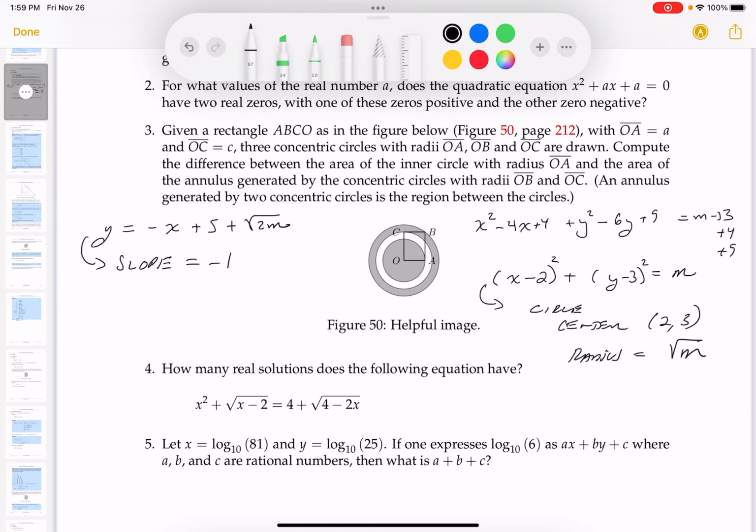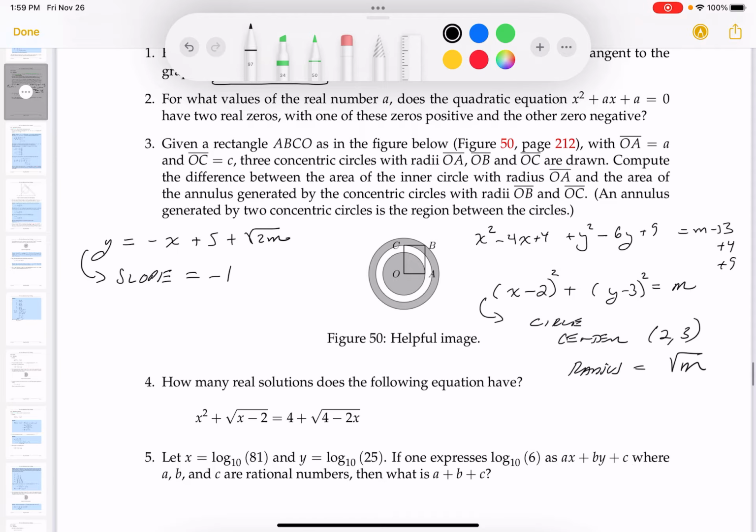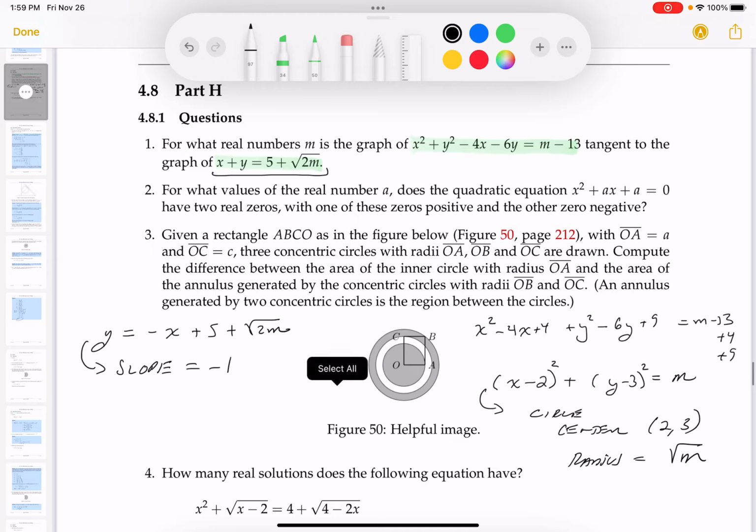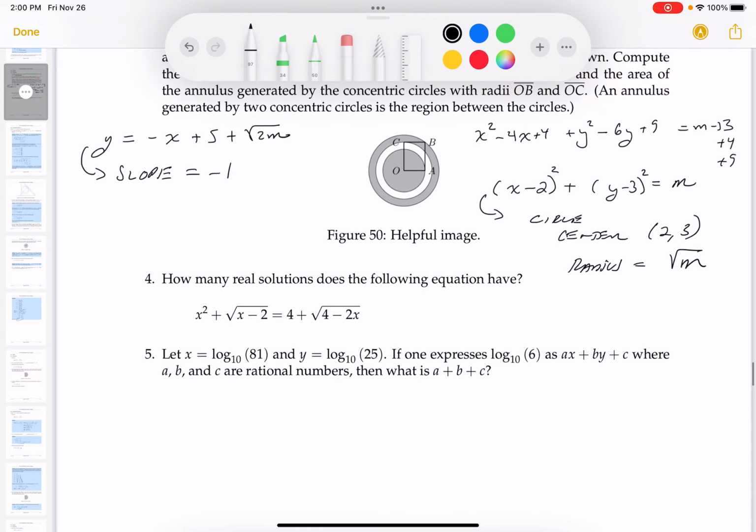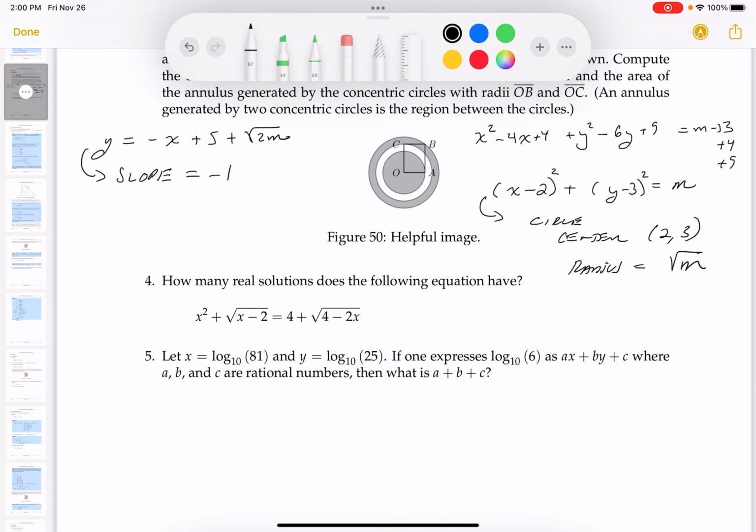My troubles is, I think what they want to know is what real number m is the graph tangent to that graph. Well, now I've got a slope problem, and there are many ways to do it. I'm going to use calculus. Let me show you what I'm going to do. I'm going to differentiate the circle. And what do you get? I'll write this down for you, and I'll be careful about it.